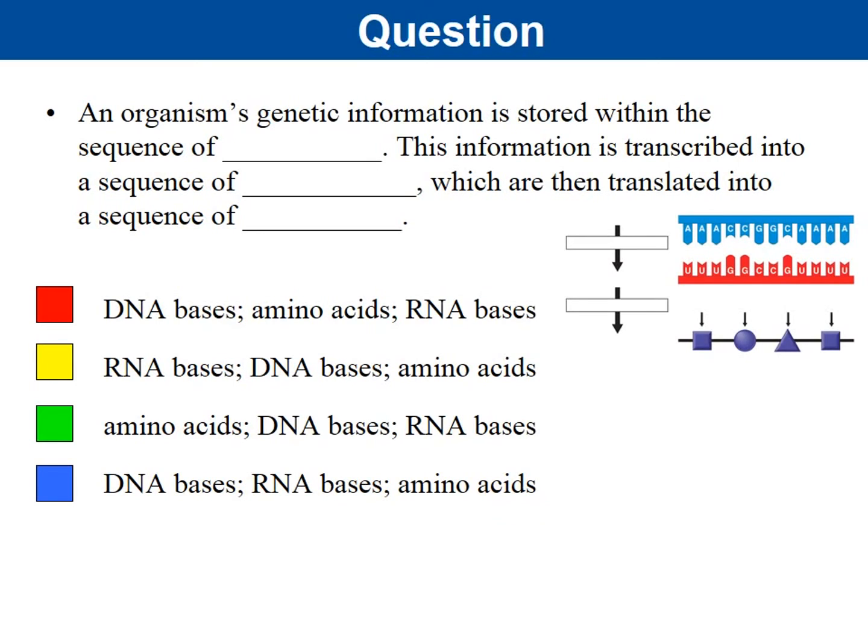Is it red, DNA bases, amino acids, RNA bases? Yellow, RNA bases, DNA bases, amino acids. Green, amino acids, DNA bases, RNA bases. Or blue, DNA bases, RNA bases, amino acids. So go ahead and pause.